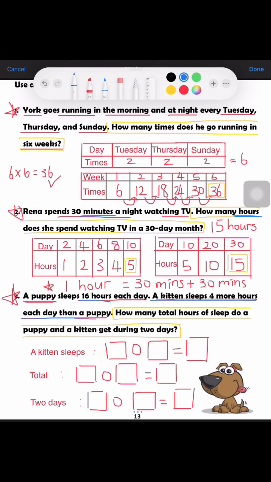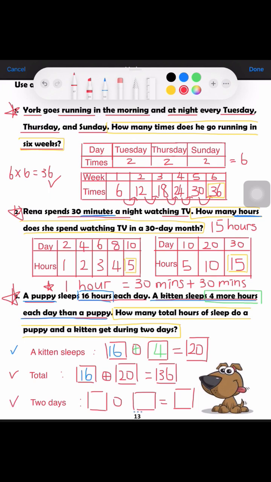So a puppy sleeps 16 hours each day. So we put 16 in the number sentence. And a kitten slept 4 more hours each day than a puppy. So it will be 16 plus 4, which is 20. A kitten sleeps 20 hours each day. Step 2, we need to find the total hours a puppy and a kitten slept in 1 day. It will be 16 plus 20, and it is 36.